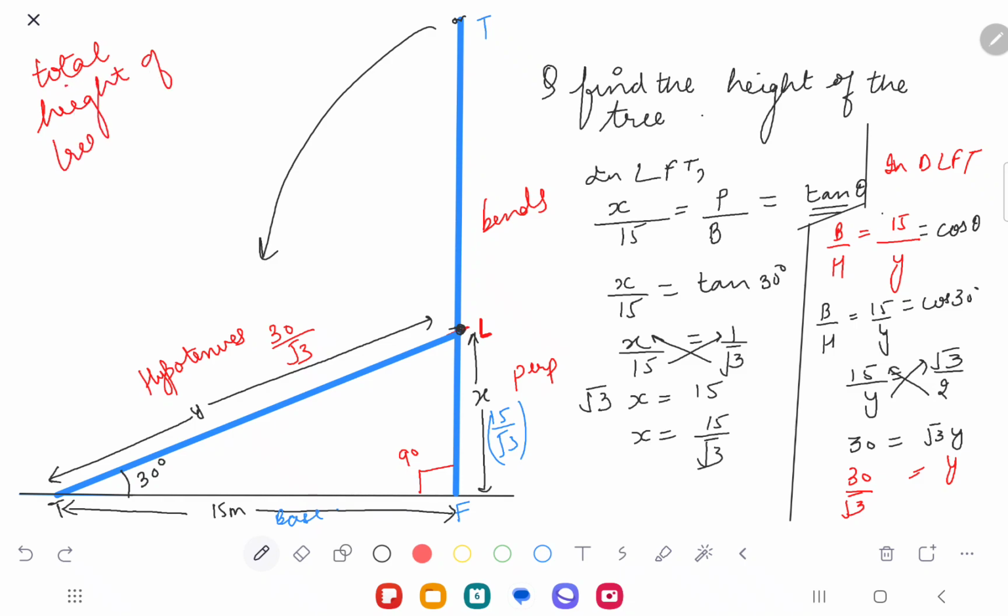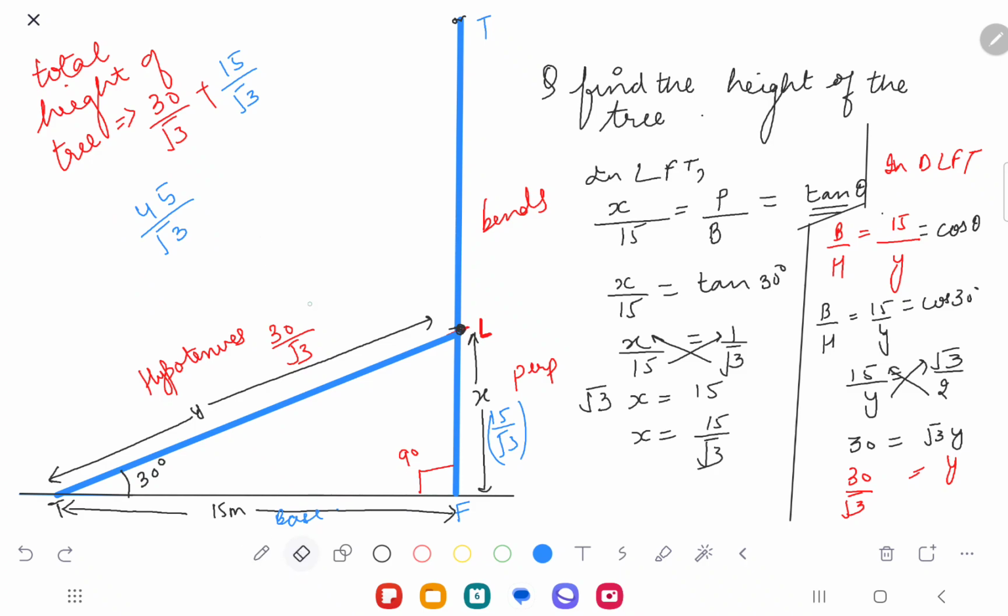The total height of the tree shall be 30 over root 3 plus 15 over root 3, because this was actually my original tree, right? But it broke from point L, and this TL portion had to break down and fall down. This portion is still standing upright, but this much portion is falling down, and this top has to fall down and touch the ground at point T. So the total height here shall be 45 over root 3. That is going to be my total height. Understood or not?